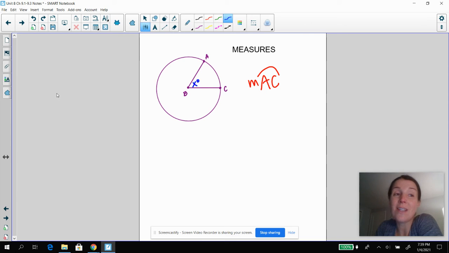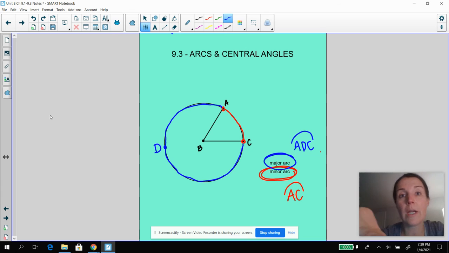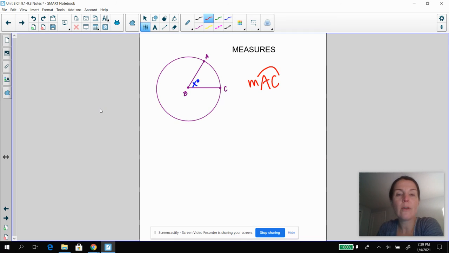So a central angle is essentially what makes up that arc. So here we were talking about our arc AC, but right here, this angle, angle ABC, is what forms that arc AC. So if I have a central angle here, and in this situation, I'm calling it angle X, and I want to talk about the measurement of arc AC, the measurement of arc AC is going to be equal to the measurement of that central angle. So the measurement of an arc is always equal to the measurement of the central angle.